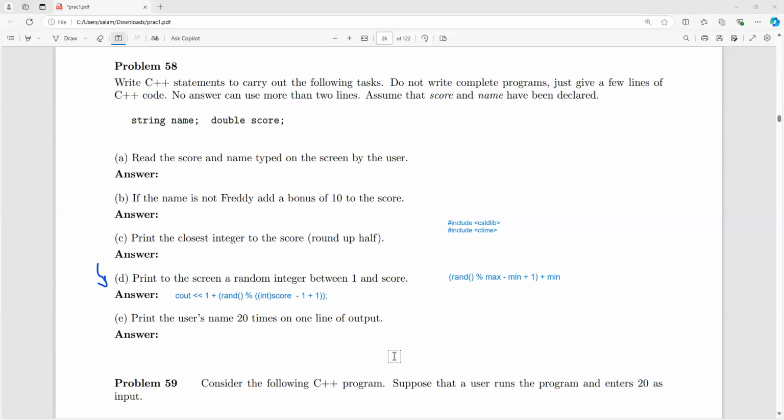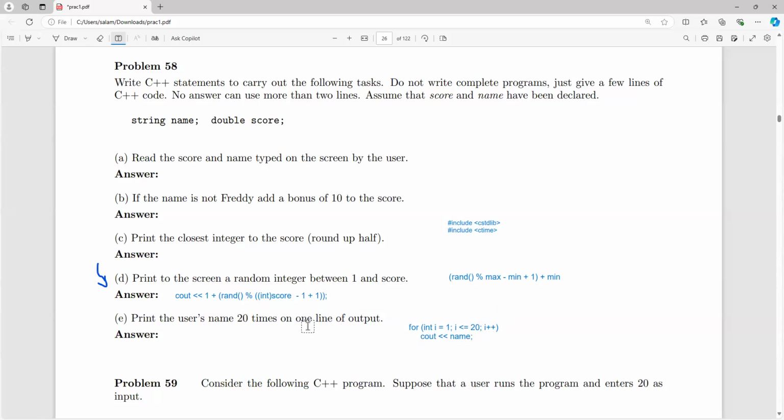And could you also do part E really fast if there's time? No problem. We've got 2 minutes. This is a 1-minute thing. Print the user's name 20 times on one line of output. Remember, whenever you want to do something a specific number of times, and it says how many times, use a for loop. So for int i is 1, i is less than or equal to 20, i plus plus, cout name. And that's it. Because it's one line, you don't need to put an endline afterwards.